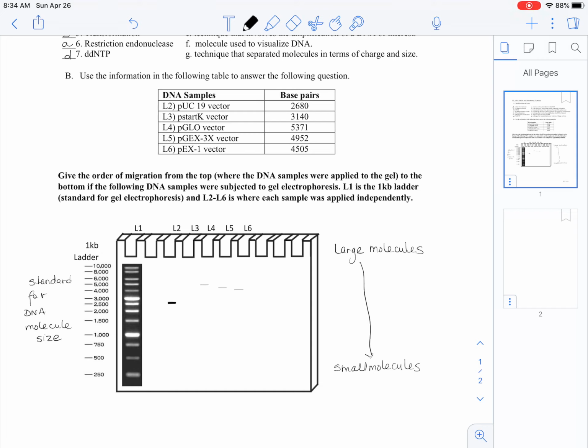Lane 3 around 3000. Remember that whenever we're doing gel electrophoresis, our samples are going to look like a band, like a lane. So this is how our samples are going to look if we run them in a gel electrophoresis experiment.